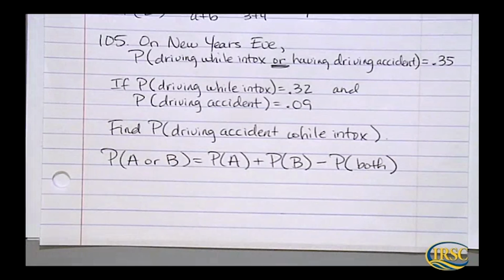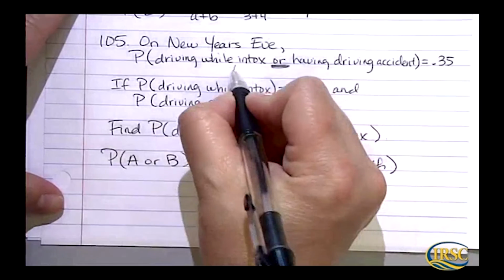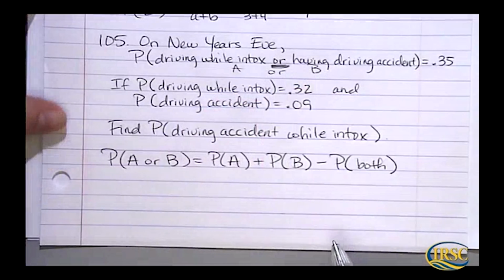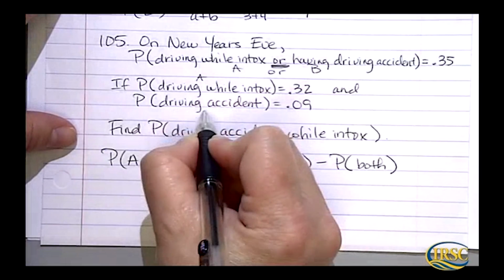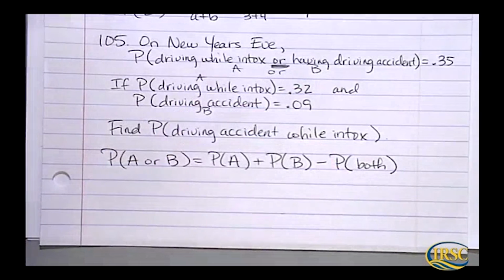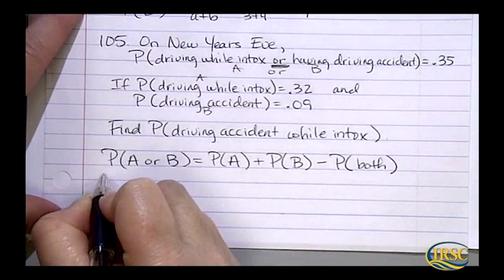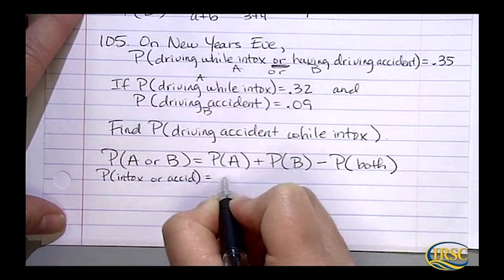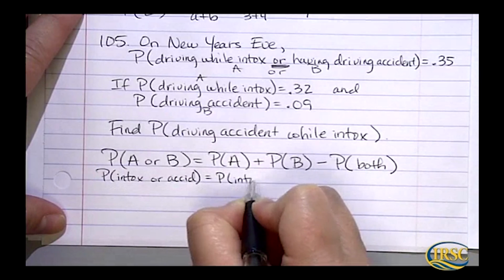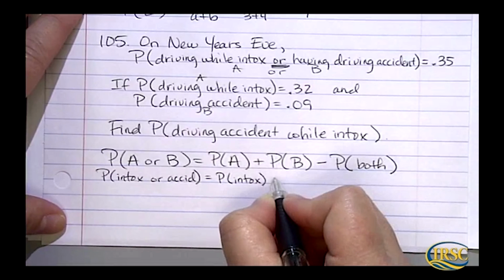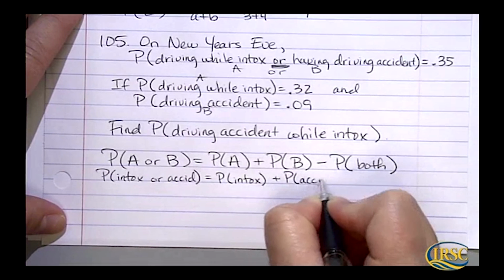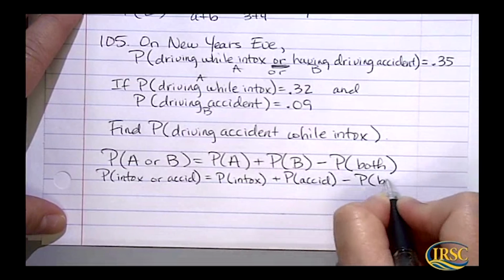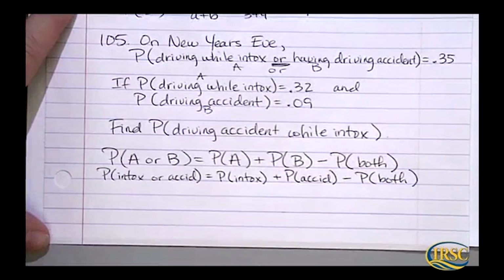So notice we have 3 out of these 4 things given to us. The first thing that they gave us was the A or B. The second thing was the A, and the third thing was the B. What we don't have is the probability of both. Does everybody see how we have those pieces of the puzzle? Okay, so this is the probability of intoxicated or accident, which would equal the probability of driving while intoxicated, I should say, plus the probability of having an accident minus the probability of both. Okay, that's how we would translate that formula.